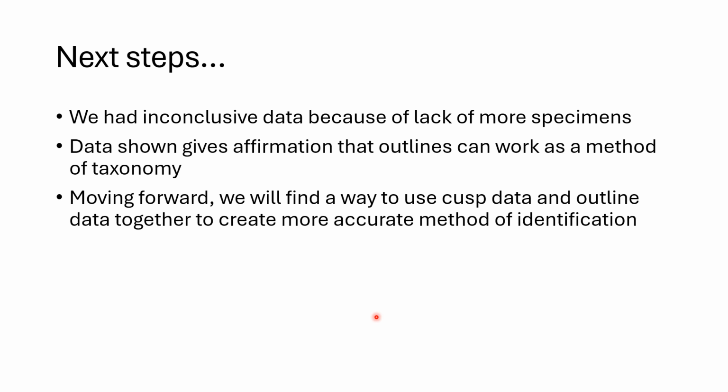So perhaps, though, again, cusp data is, as I said before, very unreliable with rodentia. It still serves its purpose and has identified at least a decent few species correctly. So we aim to now merge that with our new outline method that we have been developing in order to properly find an effective method that we can use to identify multiple different rodentia species.